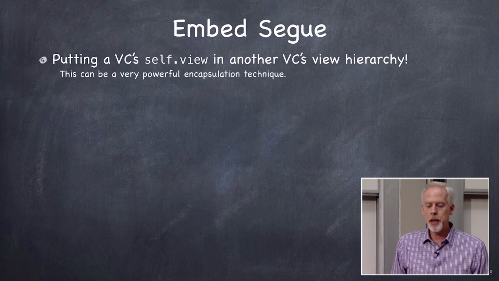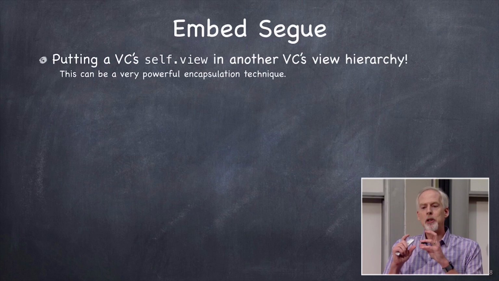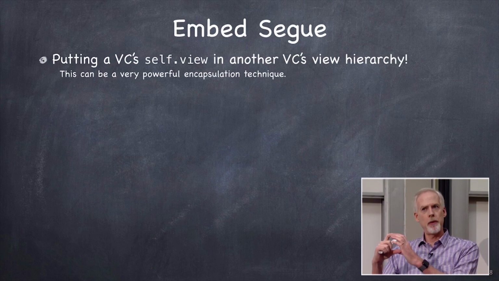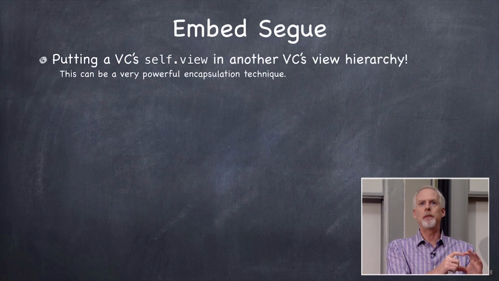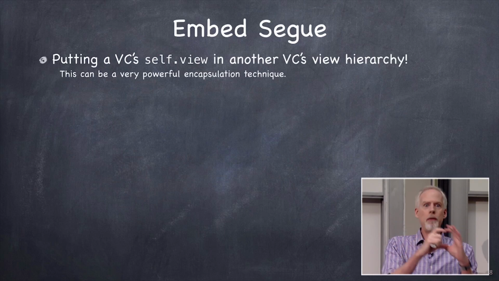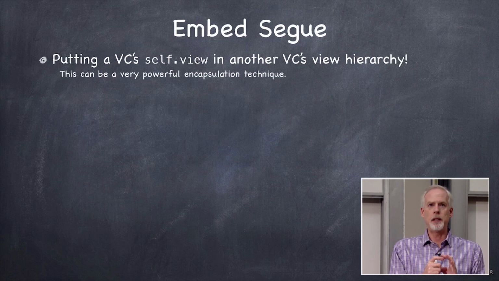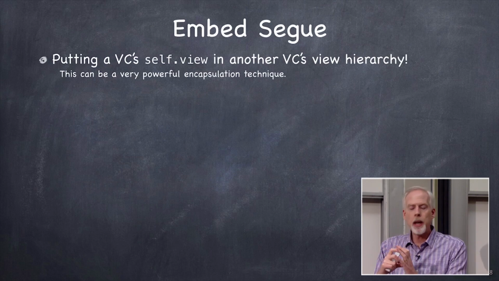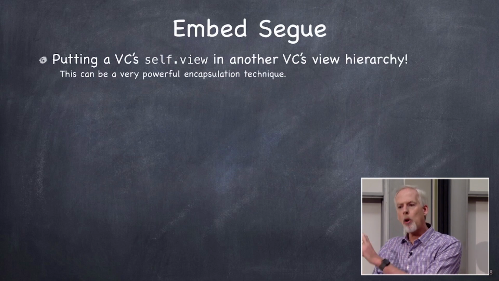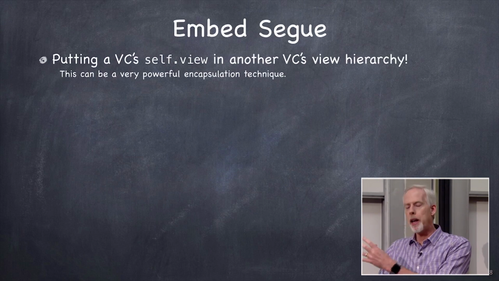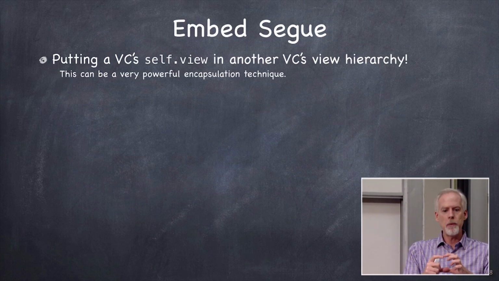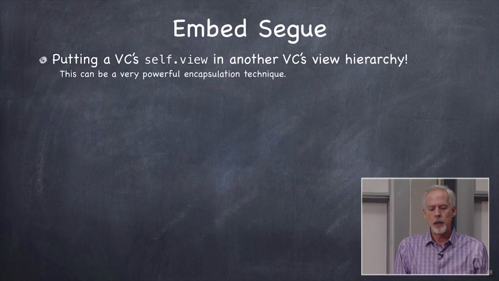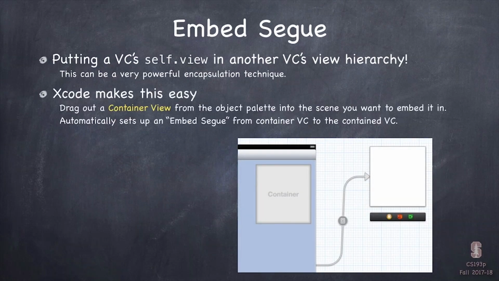An embed segue is a really cool segue. It allows you to take the self.view, the top level view in a view controller, and put it inside the view hierarchy of another view controller. So it's essentially embedding one view controller inside another, which is really a powerful encapsulation technique. Because you could have a very complicated view inside your view controller completely controlled by a full view controller suite. It has a model, it knows how to update its UI, it has outlets, everything is all over there controlling this view that's embedded in another view controller's view hierarchy. So super powerful. Xcode makes this super easy to do.